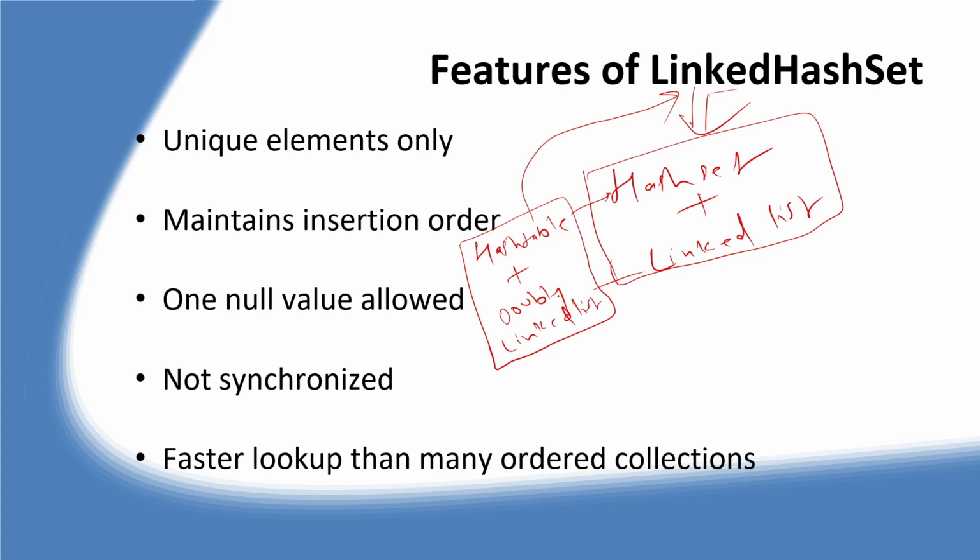Apart from these, linked hash set removes duplicate elements. Why? Because it is an implementation class of the set interface, and it maintains the insertion order. So unique elements are allowed in the linked hash set. It maintains the insertion order. Only one null value is allowed.